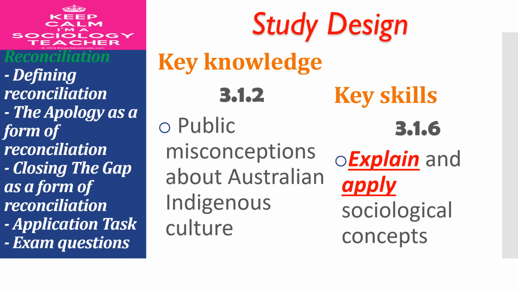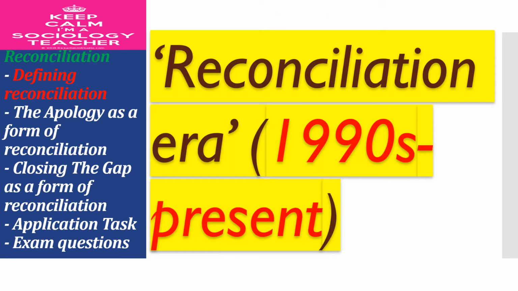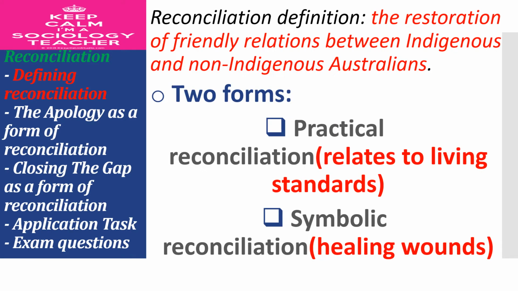This is the last topic for the coursework. This dot point is actually wrong. It's not misconceptions. No, we're talking about reconciliation. Just check the study design. It's from the 1990s to present. Reconciliation is literally fixing a relationship that has been damaged over time. Trying to fix it is reconciliation.